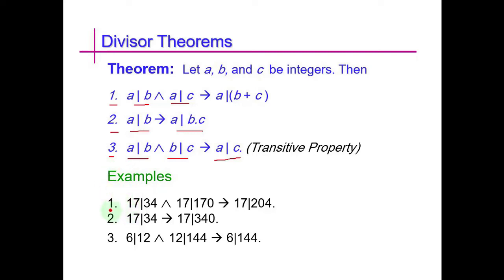Let us consider example number 1 for the first part of the theorem. 17 divides 34. If we multiply 17 by 2 we get 34. And just like that, 17 also divides 170. So after adding 34 and 170 we get 204, and 17 also divides 204.